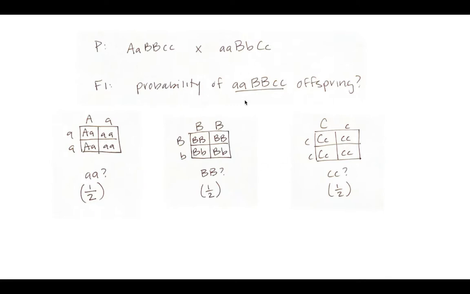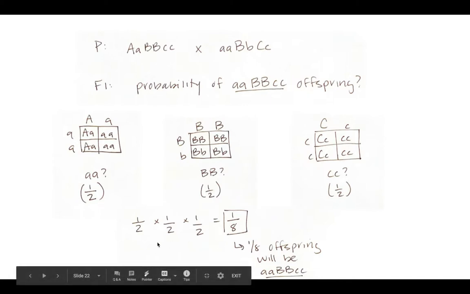So if you did these 3 crosses for the 3 separate traits up here in the parent, now the question is, what are the chances that the offspring is going to have recessive for trait A, homozygous dominant for trait B, and recessive again for trait C? So we figured out the individual probability of each of those. Now we just multiply them together. 1/2 times 1/2 times 1/2, right down here, gives us 1/8, right?